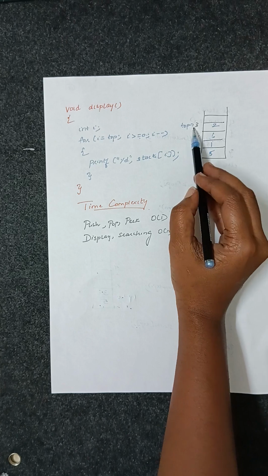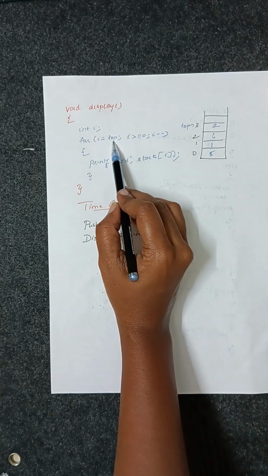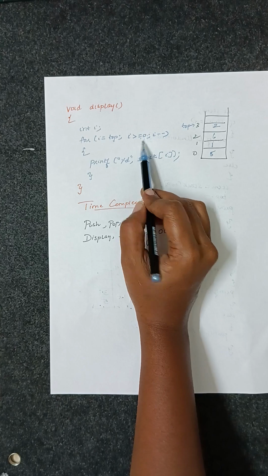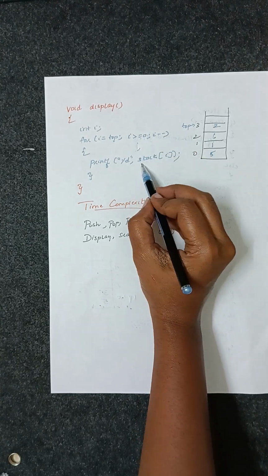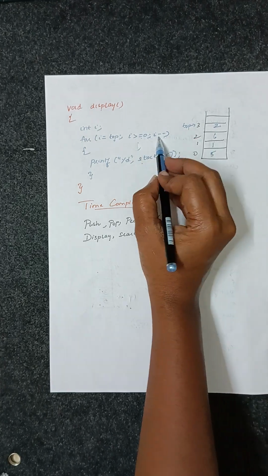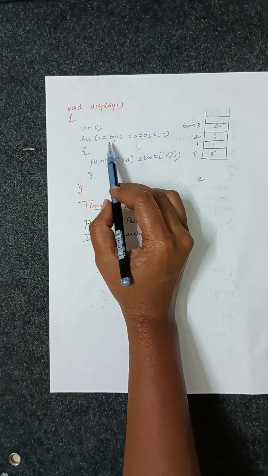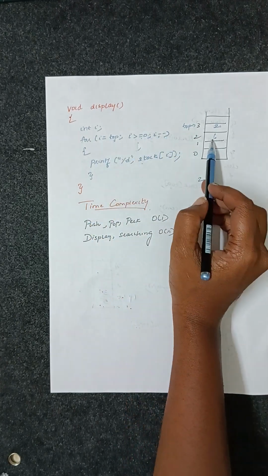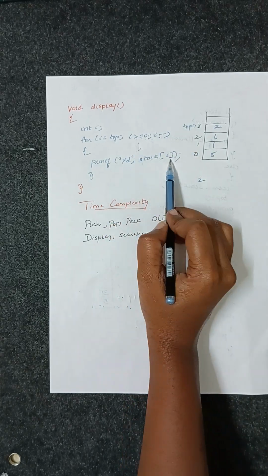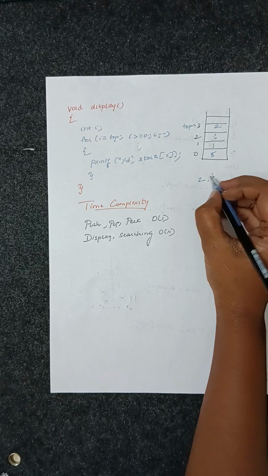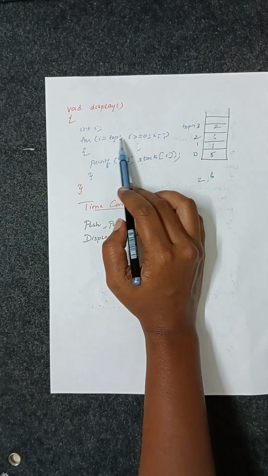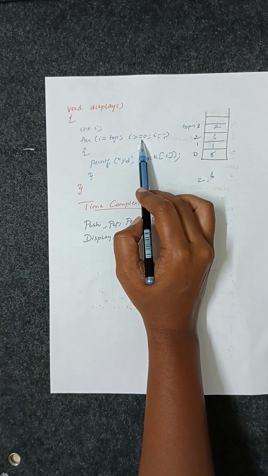If my top value is 3, i is equal to 3, and 3 greater than or equal to 0, condition true, so it will come down. What is my stack of 3? 2. So 2 will be printed. Again i will be decremented to 2. Now 2 greater than or equal to 0, condition true. Stack of 2, what is stack of 2? 6 will be printed. Again i will be decremented to 1. 1 greater than or equal to 0, condition true, again it will come.